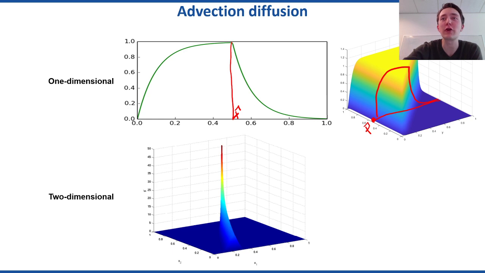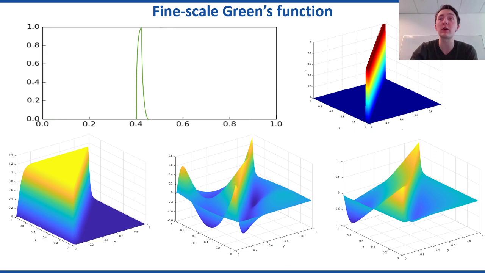For the fine-scale Green's function, we would do the same thing, but we would try to solve this in the fine-scale space. That gets a little technical. I won't go into the details of how you would actually do that. I just want to give you a feeling for what these functions will look like. And that's going to be something like this.